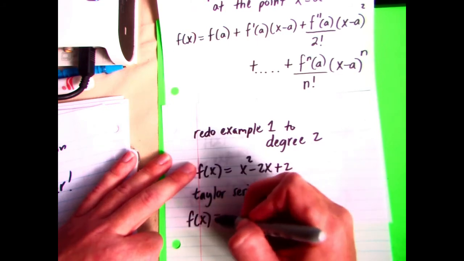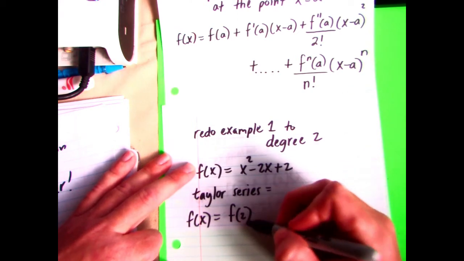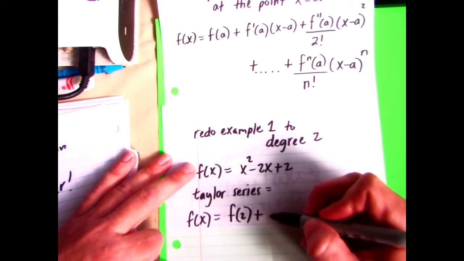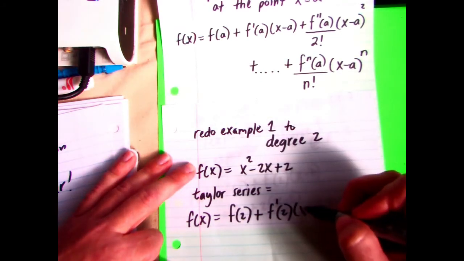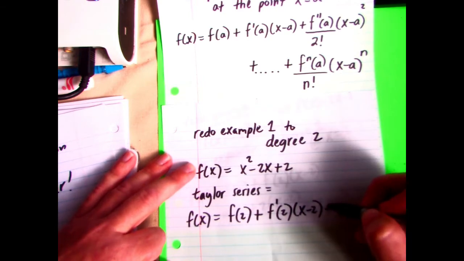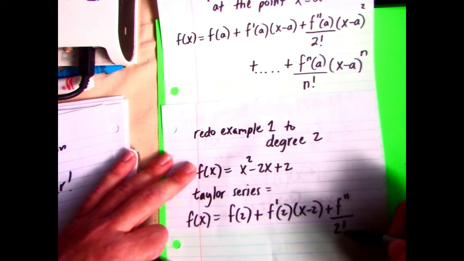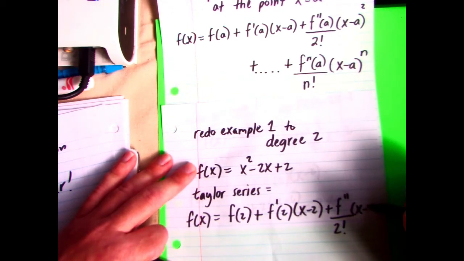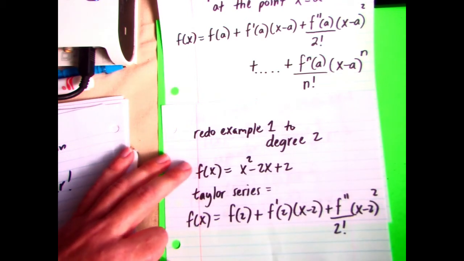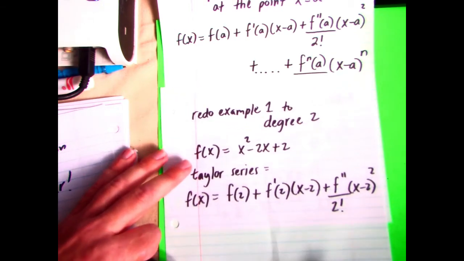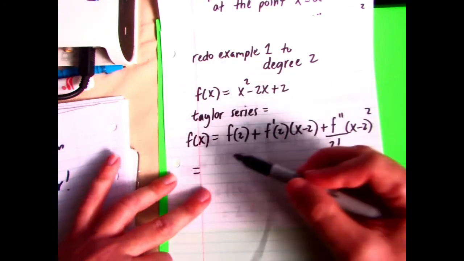So using that Taylor formula that I gave you earlier, we need to start with f of 2 plus f prime of 2 times x minus 2 plus f double prime of 2 times x minus 2 squared. And here, pick up a factorial. So it's all going to be over 2 factorial. Okay, so we have a little bit of computations to do here.